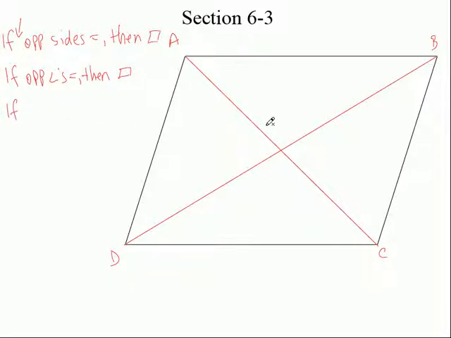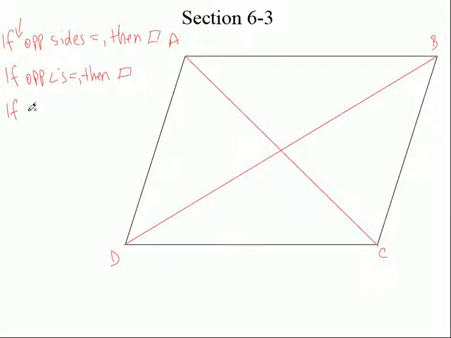If the what? Follow the pattern. We said if the opposite sides were equal, then it was a parallelogram. If the opposite angles were equal, both pairs of opposite angles, then it was a parallelogram. What do you think we can say about that? Well, we're talking diagonals now. If the diagonals do what to each other? Bisect each other, that's right.